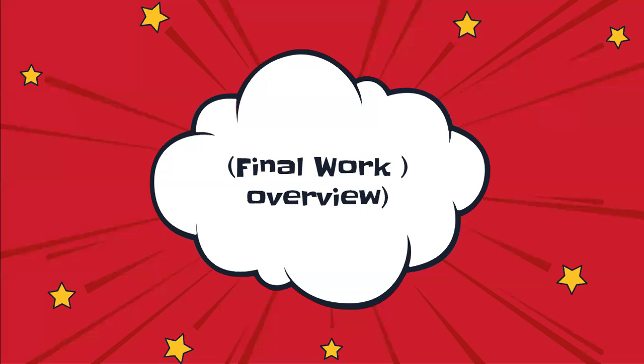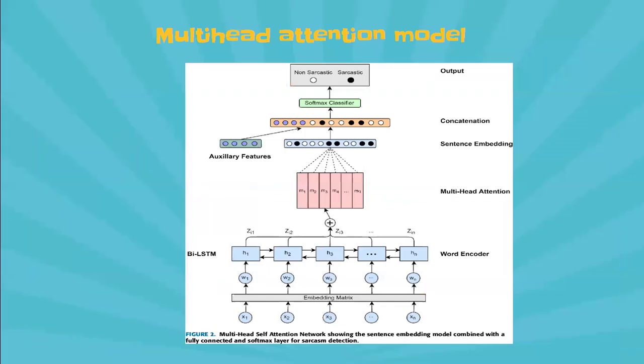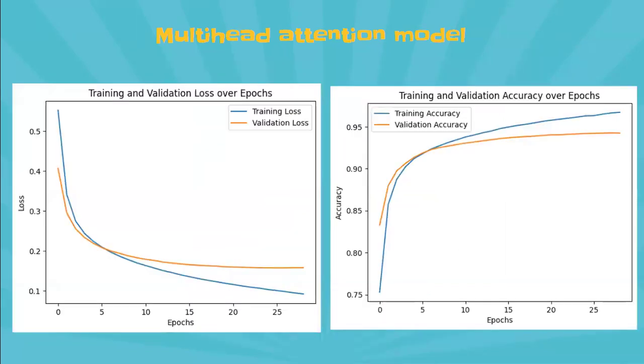And as for the final work, for the final model, we compared multi-head attention and the self-attention model. That's multi-head attention. It has embedding and BiLSTM, and then multi-head attention over the BiLSTM, and then a sigmoid classifier for whether it's humorous or not. And that's the training for multi-head attention. That's the training and validation loss, and that's the training and validation accuracy.